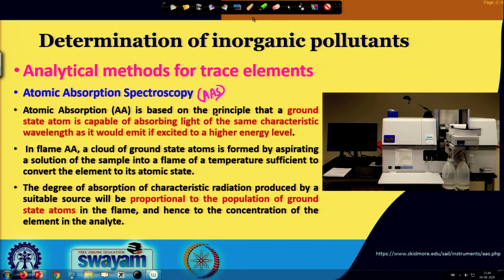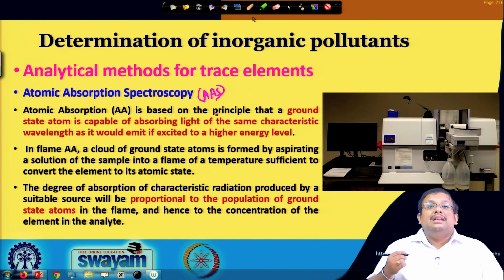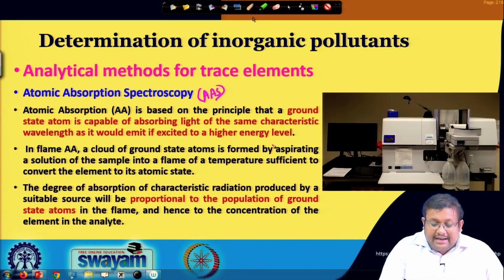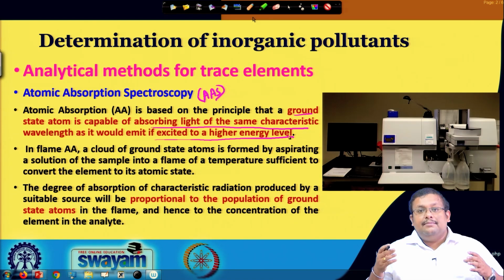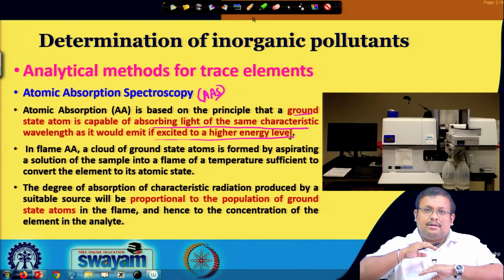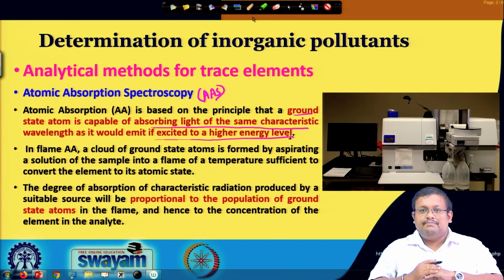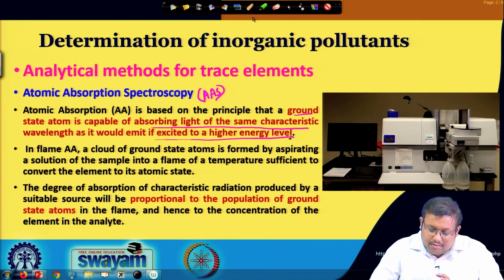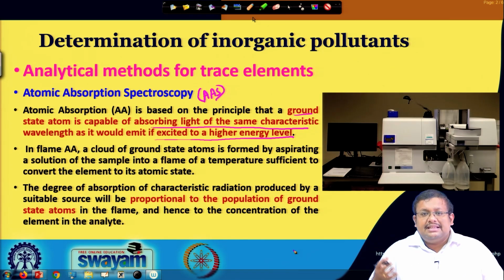Now, this atomic absorption, or AA, is based on the principle that a ground state atom is capable of absorbing light of the same characteristic wavelength as it would emit if excited to a higher energy level. So, you can see here that a ground state atom is capable of absorbing light of the same characteristic wavelength as it would emit if excited to a higher energy level. So, the atom of every element, when it moves from ground state to the excited state, basically absorbs a characteristic wavelength of radiation.